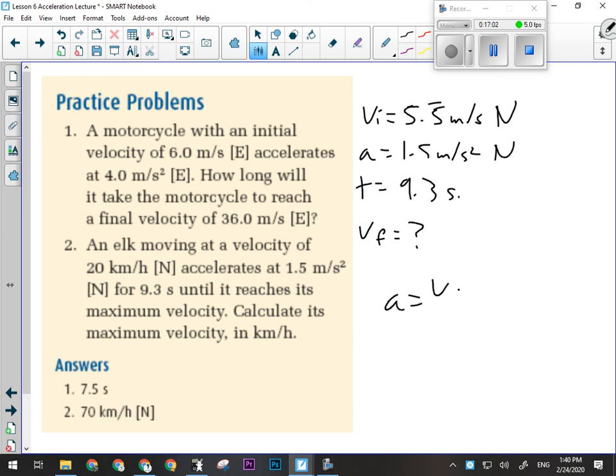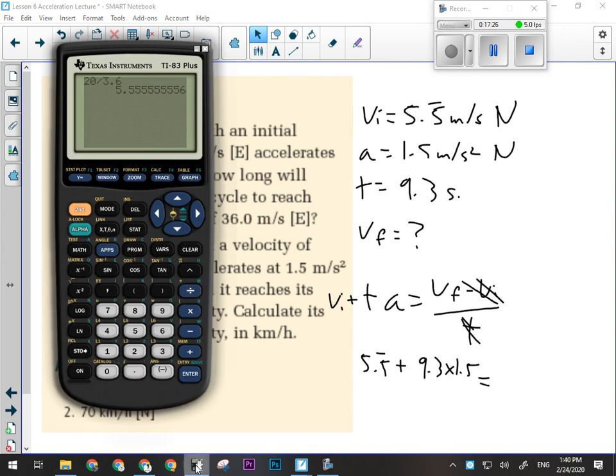Okay, so A equals VF minus VI over T. So we multiply both sides by T and add VI in order to get VF. So that'll be 5.5 repeating plus 9.3 times 1.5, and when we do that, we're going to get an answer in meters per second. So we get 19.5 meters per second. Multiply that by 3.6, and you've got your kilometers per hour, 70 kilometers per hour.